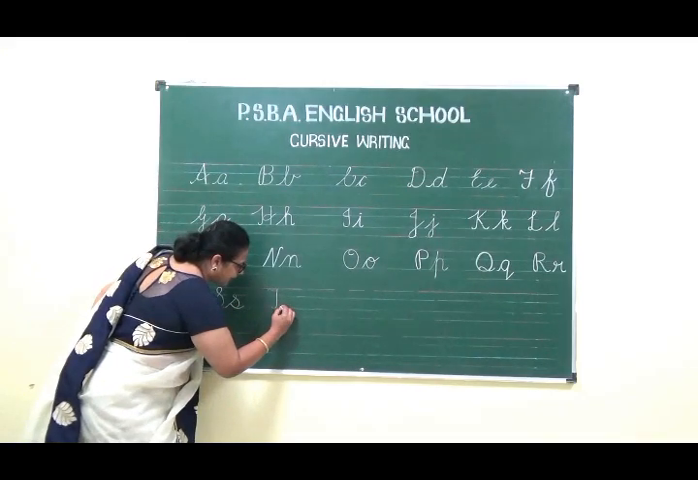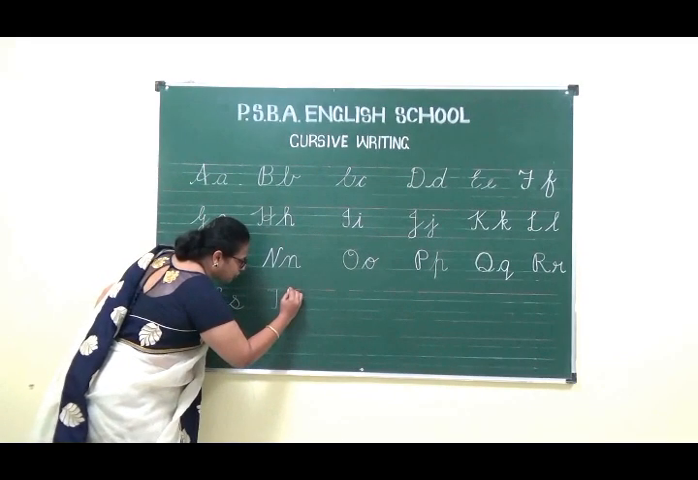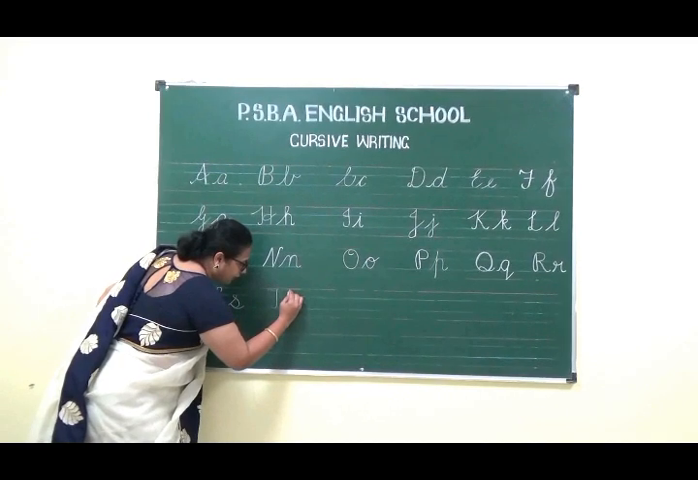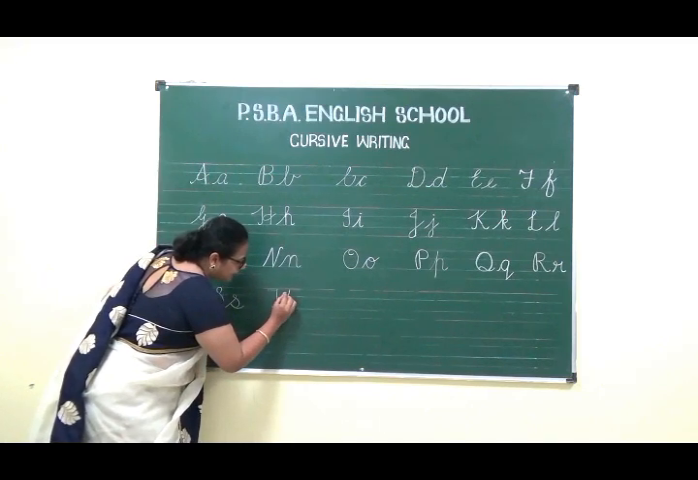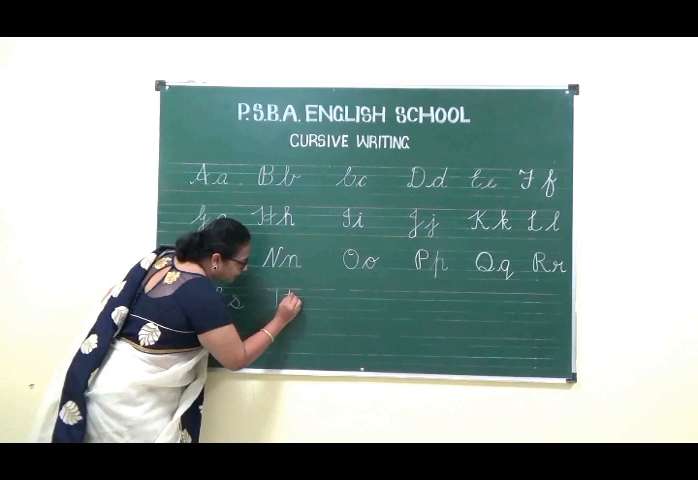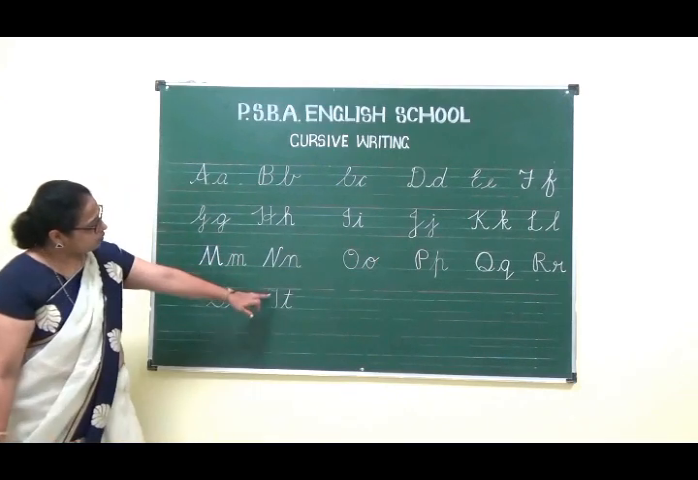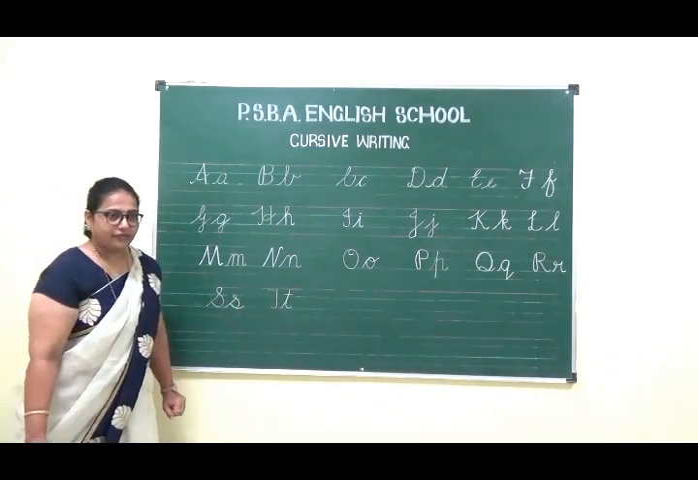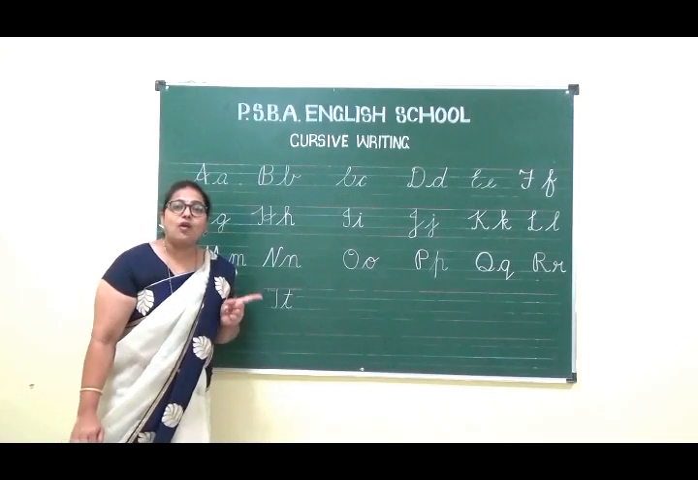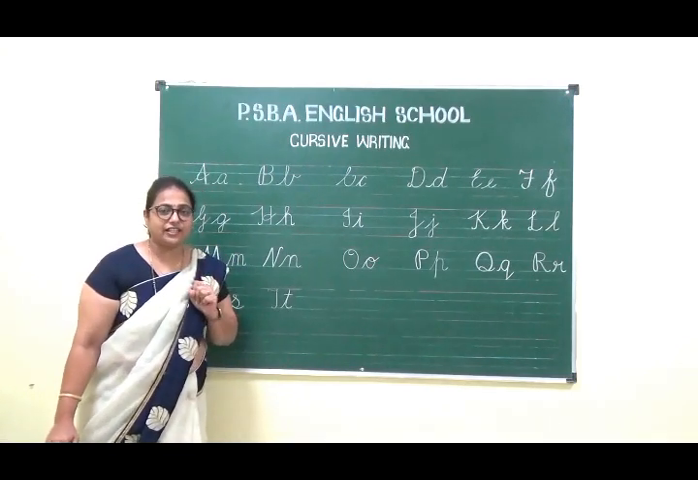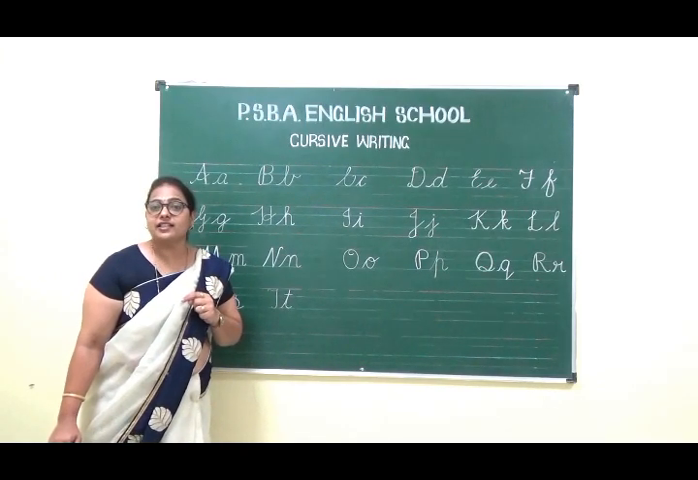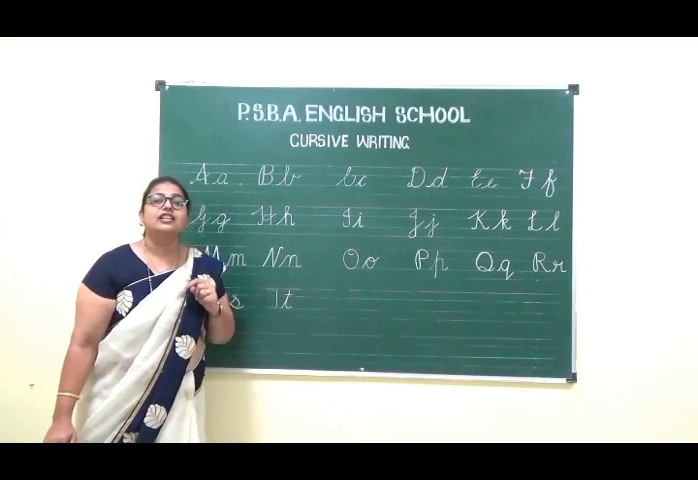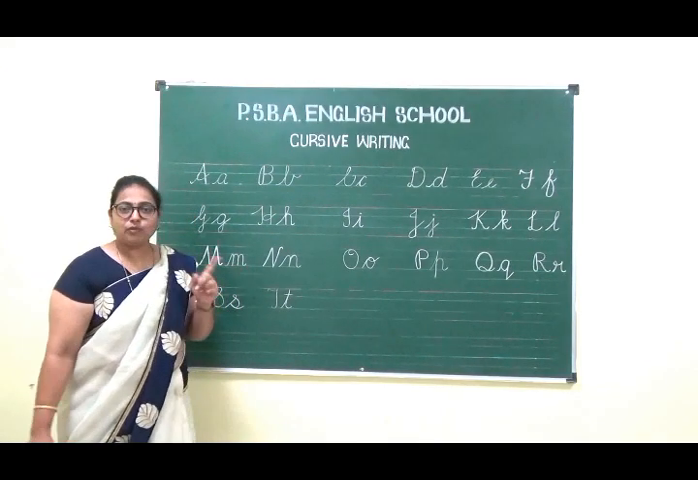Draw a slanting line, little slanting from third to first. Again come down with a small curve at the bottom and then a sleeping line a little above the second line. This is small t. Now we will see the sound of letter T. What is the sound of letter T? I have taught it in my previous videos. T for tiger. Let us move to the next letter.